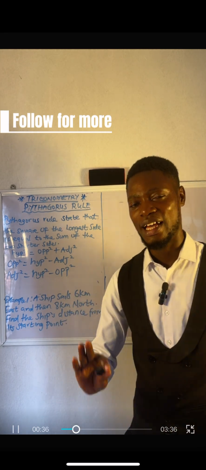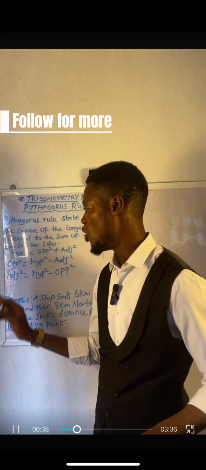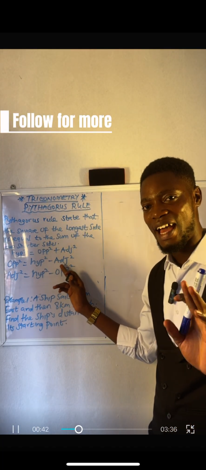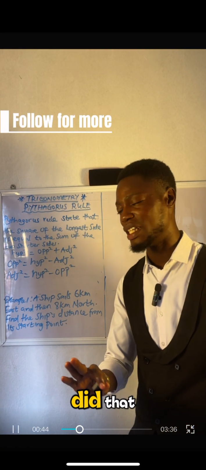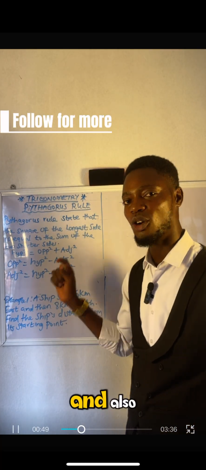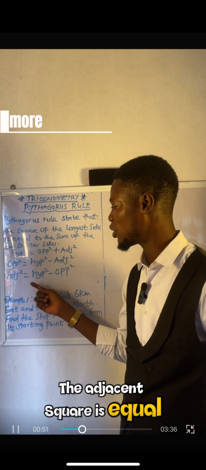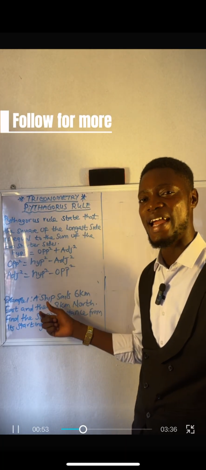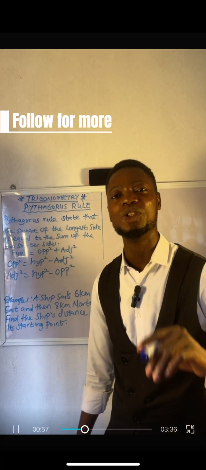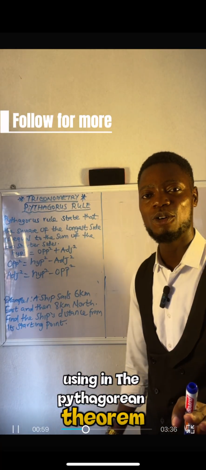adjacent square. And similarly, we can also say opposite square is equal to hypotenuse square minus adjacent square. Do you get how we did that? We just carry the adjacent to the hypotenuse. And also, adjacent square is equal to hypotenuse square minus opposite square. These are the formulas that we are going to be using in the Pythagoras rule.